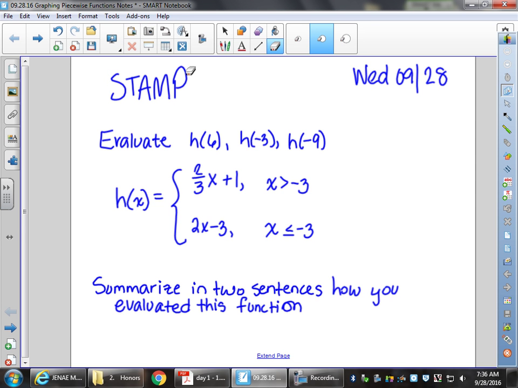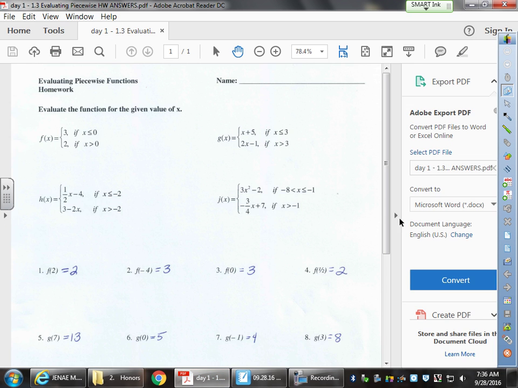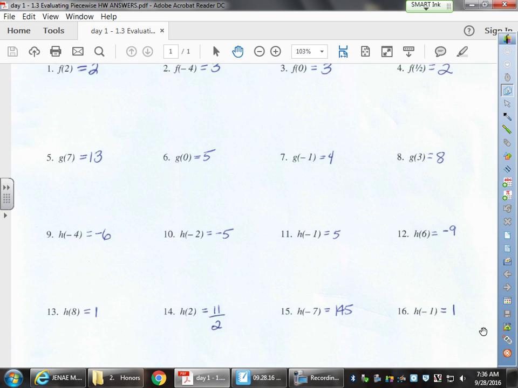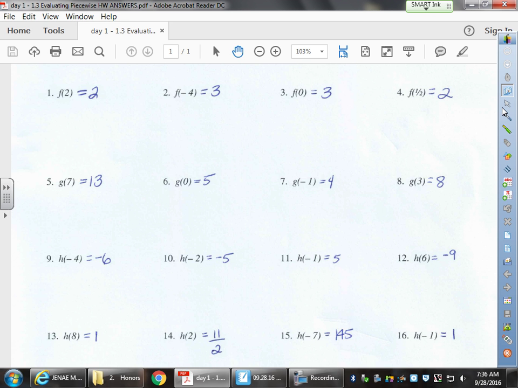So before we start talking about our stamp, let's all check our homework answers. The work looked very nice. Go ahead and correct for accuracy, please. Take a moment, and then we're going to get going with our stamp. Nice job.